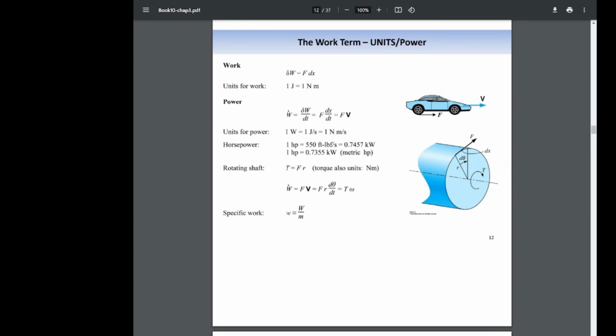Okay. And then the last thing we'll look at is the specific work, which is just defined as work per mass. Right.